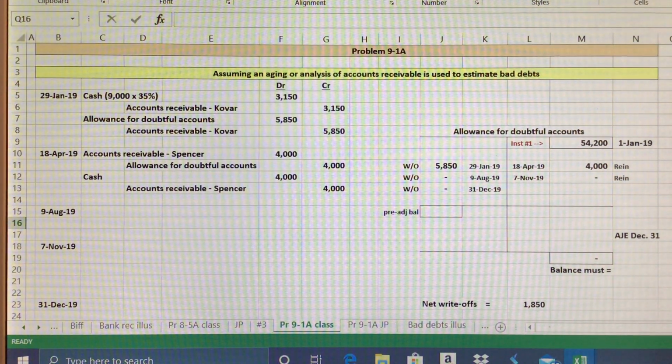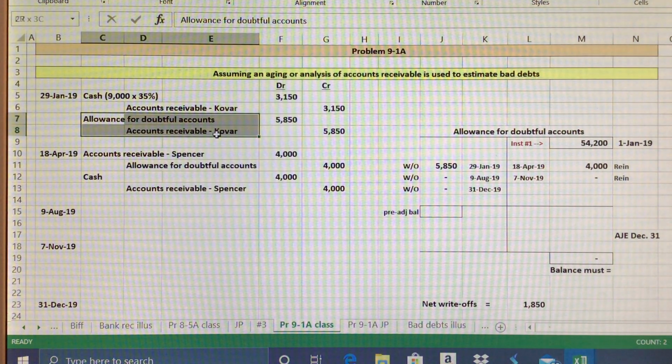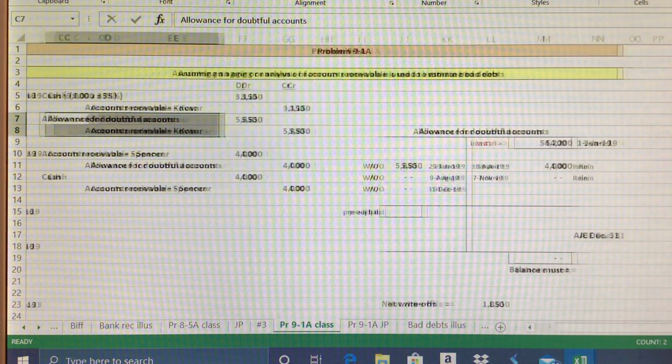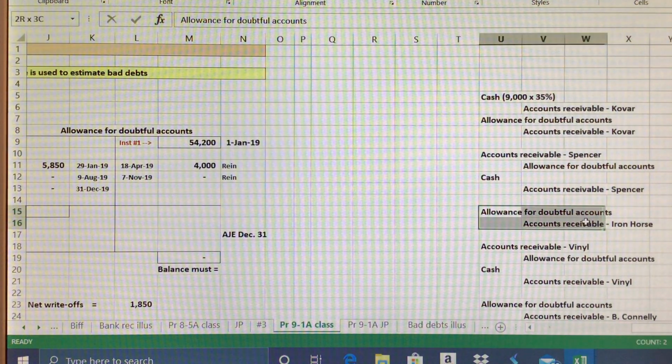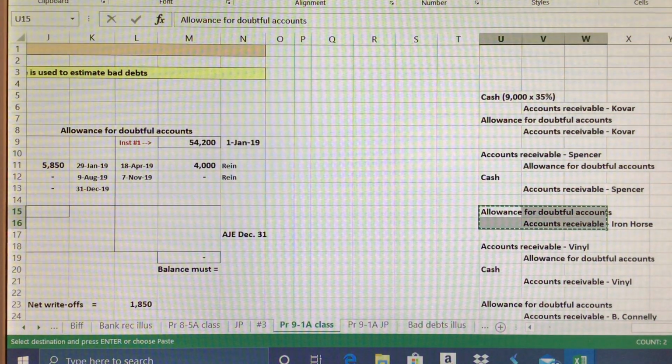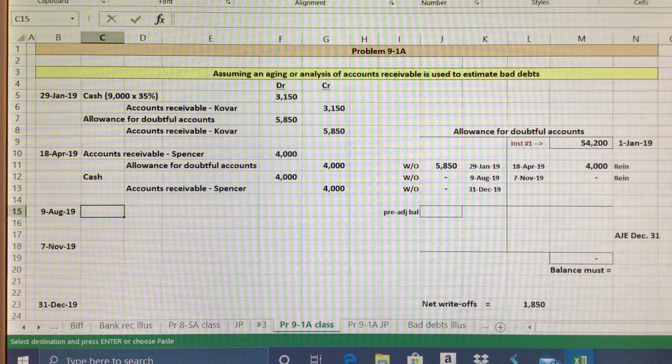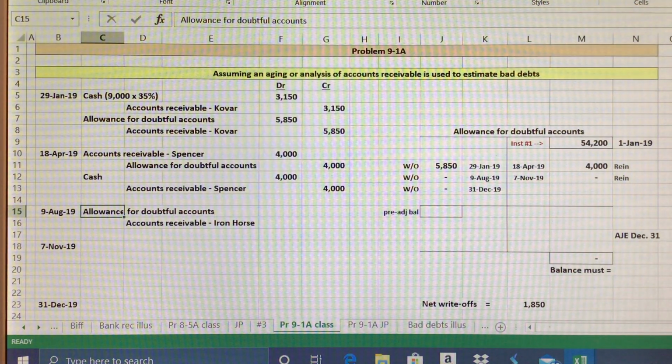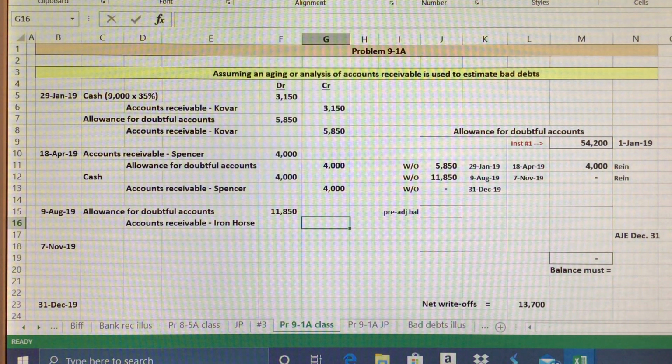Here we go. What happened next? We wrote off the Iron Horse Company. It's going to be another one of these transactions, right? Debit the allowance, credit the receivable. Let's go get Iron Horse over here. Here he is. Here's our entry. Debit the allowance for how much? $11,850. And away we go. What happens next?